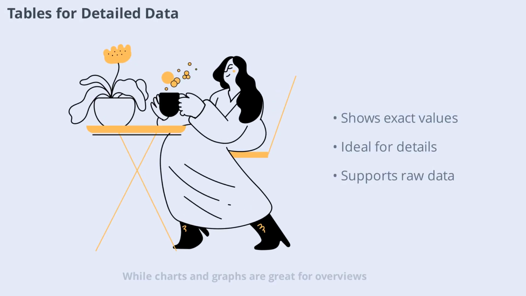While charts and graphs are great for overviews, tables are best for presenting detailed data. They allow viewers to look up specific values and compare exact numbers. Tables are especially useful when precision is important, such as in financial reports or scientific studies. However, too much detail can be overwhelming, so use tables when your audience needs to see the raw data behind the visuals.